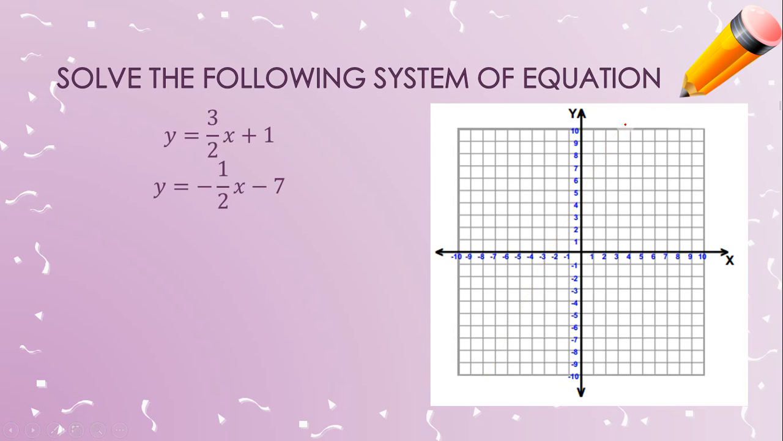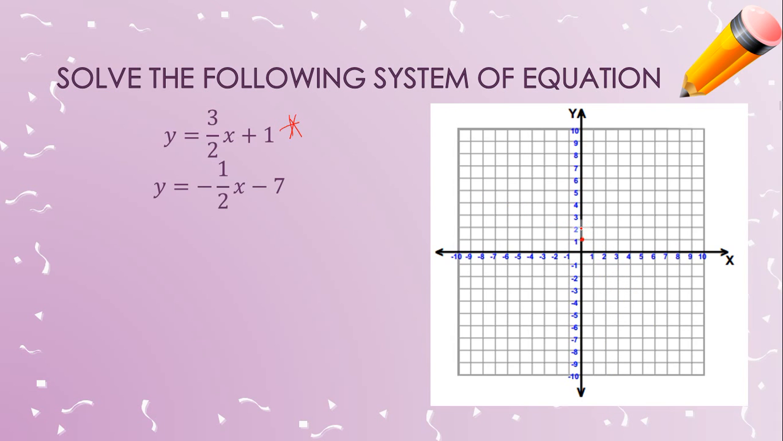So now you're going to use that same thing on solving systems of equations. So we have two lines to graph: y equals 3/2 x plus 1 and y equals -1/2 x minus 7. What I recommend is graph them in two different colors. That way you'll see what you're doing. So I'm going to graph this first one in red. I'm going to start at +1 for my y-intercept.